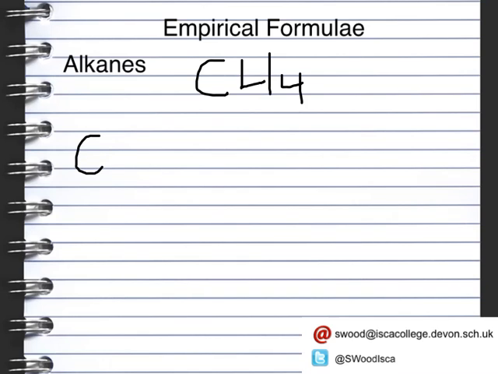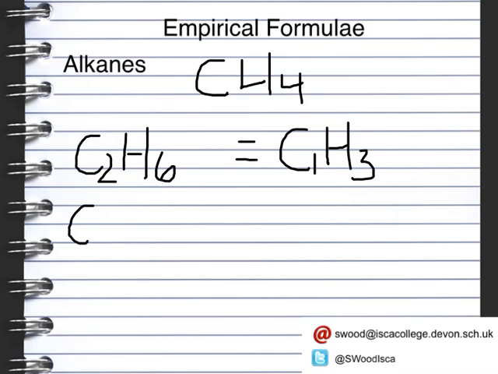Now if we take the next one, ethane, C2H6, we can divide both numbers by 2, which gives us an empirical formula of C1H3. Now if we go on to the next one, C3H8, again we can't divide those, so the empirical formula will be that one there.